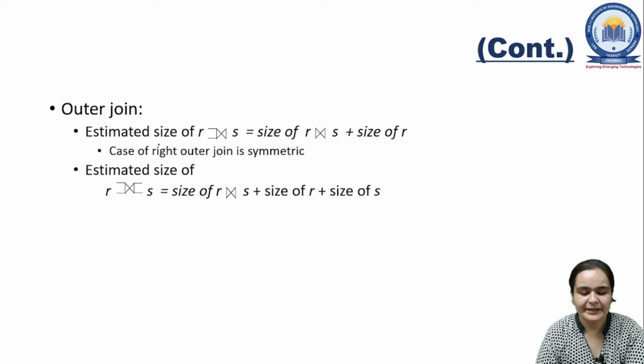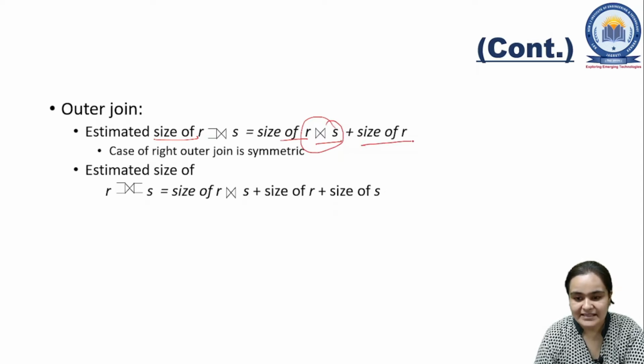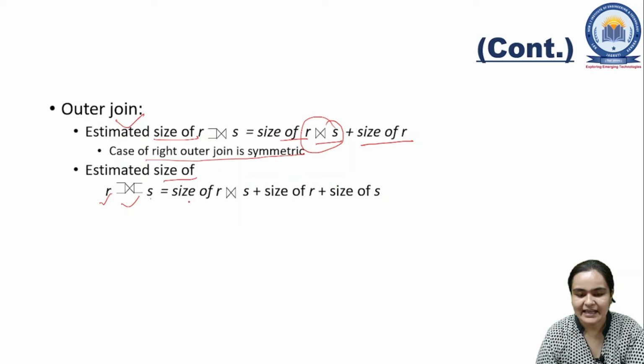In the outer join, the estimated size of R outer join S is the size of the join of R and S plus the size of R. The case of right outer join is symmetric as well. If we have the estimated size of a full join of R and S, we will have the size of the join of R and S plus the size of R plus the size of S individually.